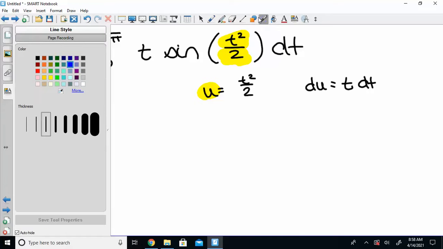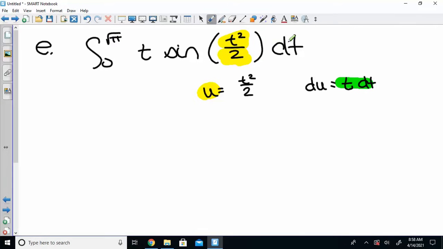My t dt is going to become my du. You'd have to get rid of all of the t's, which we do when we plug that in. So if you want to change your limits, now, a couple things. If you don't change your limits, you have to plug the t back in at the end. If you change these limits, just keep it in terms of u, because these are the numbers for u, so we're going to plug them in for the u. So if I put in a 0, 0 squared over 2 is 0. If I put in the square root of pi, squared is pi over 2.